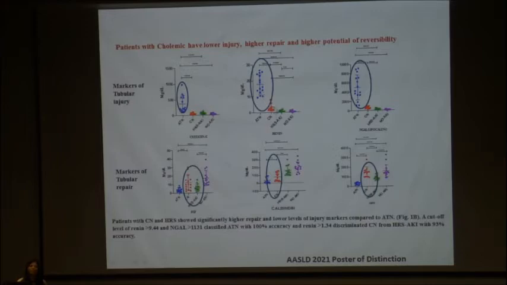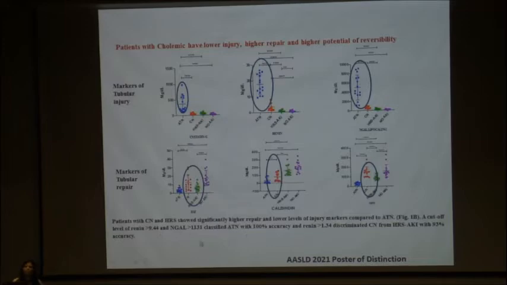levels. Renin is a marker of circulatory dysfunction. NGAL, all were markedly higher in patients with ATN. And repair markers, they were higher in HRS and colemic patients, much suppressed in ATN. We can see here the blue dots. And the repair markers were markedly elevated in the colemic group as compared to HRS.